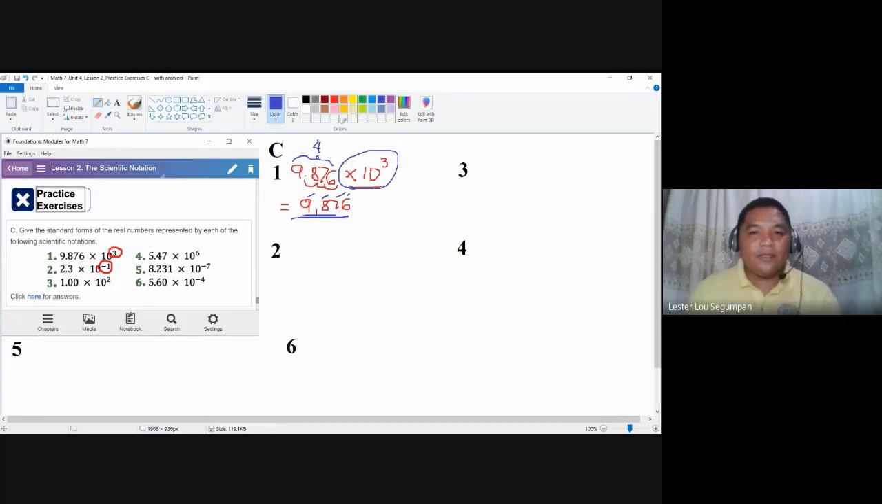Number 2 is 2.3 times 10 to the power of negative 1. We actually moved the decimal point to the left one step earlier to get the scientific notation. So to return, we need to move it to the right. Take note that we only have two significant figures here, so we need to retain that in our standard form. So you have 0.23. You have two significant figures, and this will be removed now.